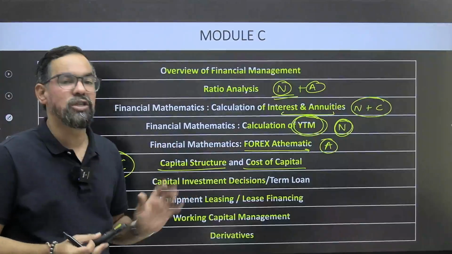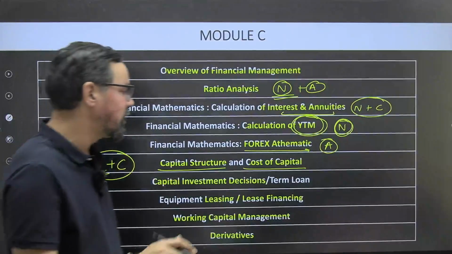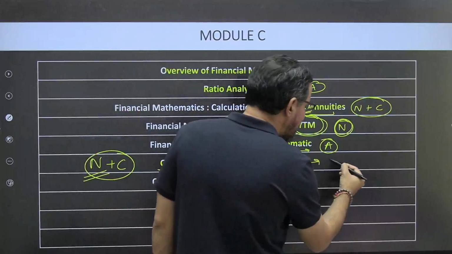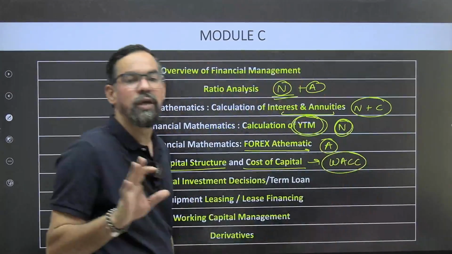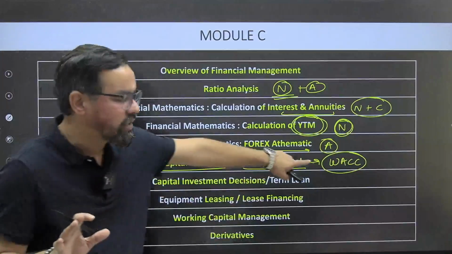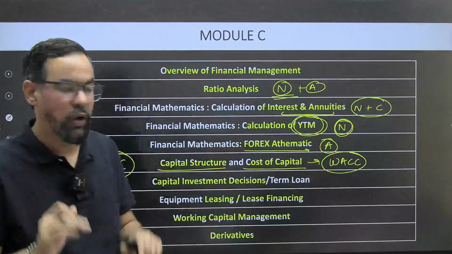And one question for sure in the form of a numerical is around the calculation of weighted average cost of capital, or cost of equity and cost of debt. Every time this gets asked, okay? So you have to be very careful around this one also.